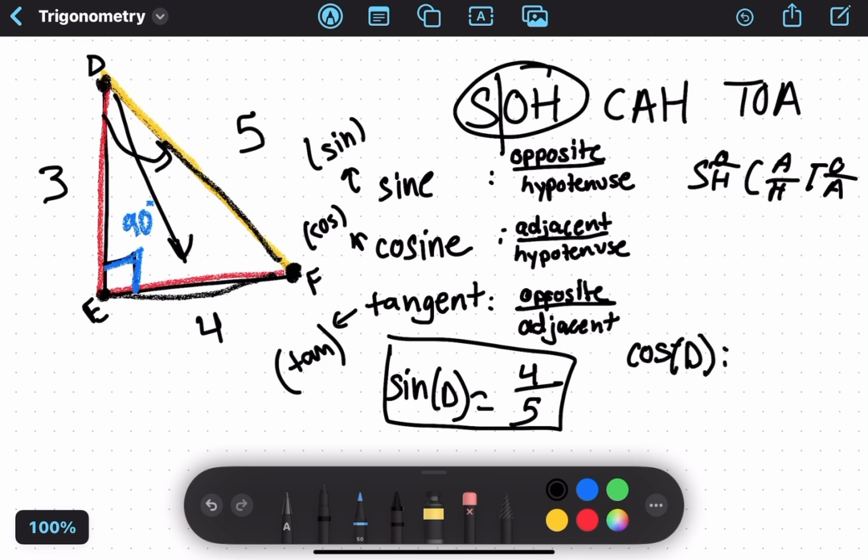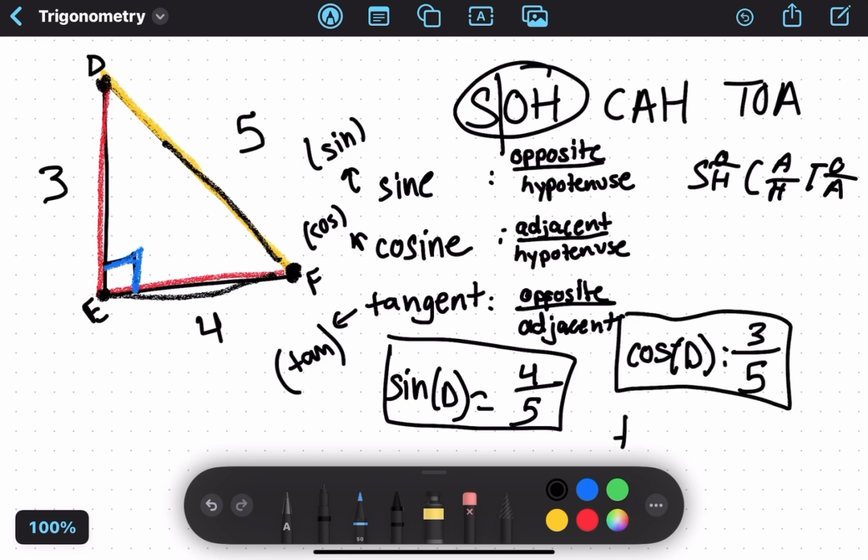The cosine of point D would be the adjacent side over the hypotenuse. Adjacent to point D are two sides, but remember what we said. There's a hypotenuse next to it, and there's an adjacent side next to it. So we are going to do the adjacent, which is 3, over 5, the hypotenuse, and that's the cosine.